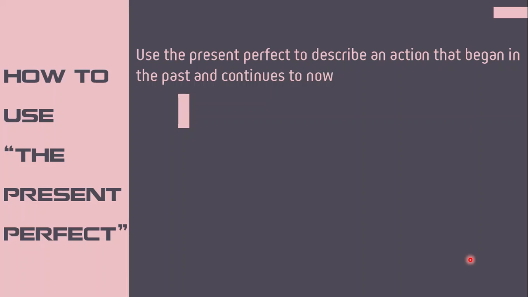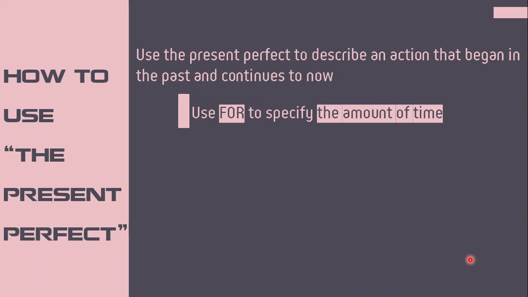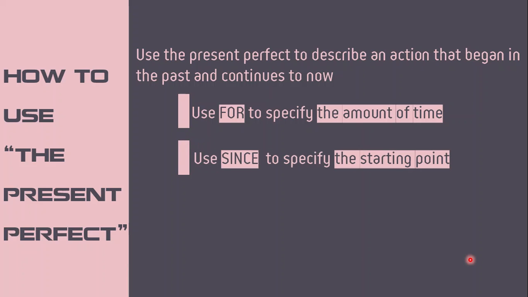For and since also have a difference in meaning and a difference in the way of use. We use for to specify the amount of time, and we use since to specify the starting point. Remember, for is for the amount of time, and since is for the starting point. And we have the example here.